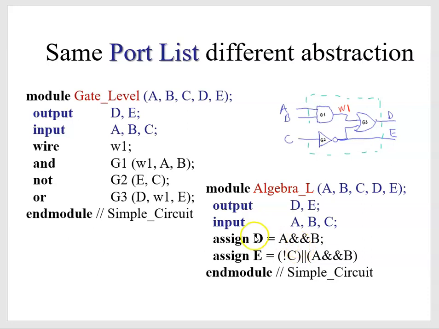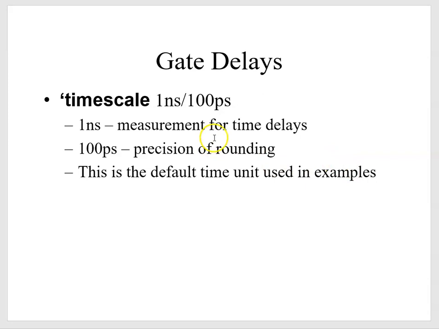Well, actually, these two circuits are implementing something different, because up here, D is actually what we have up at the top. If we wanted to compare it, this would be D, and this is W1, so we really just have that E is equal to not C. So they're not implementing quite the same thing, but they do have the same port list. All right, so that's our port list.